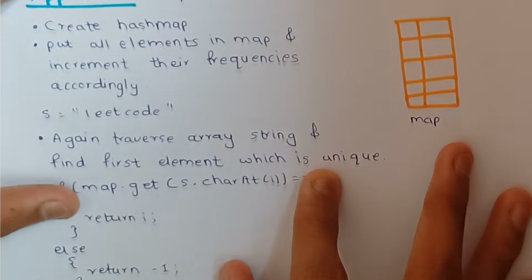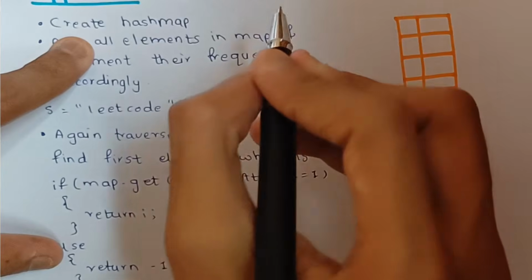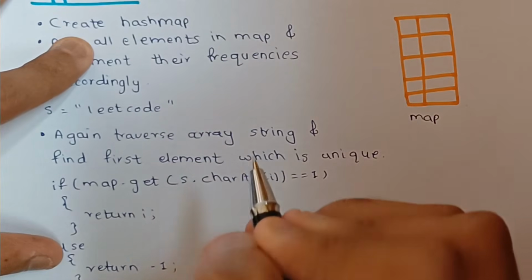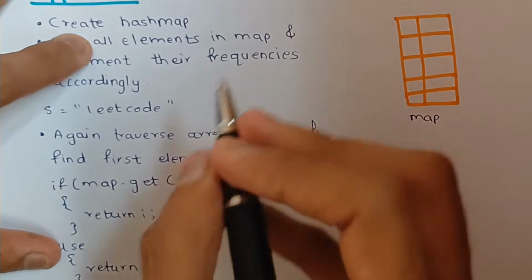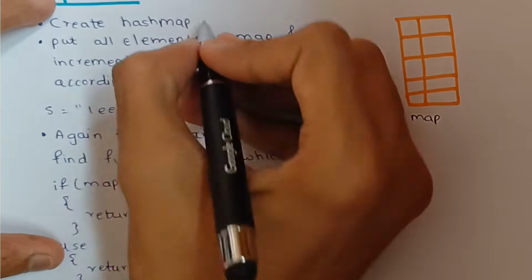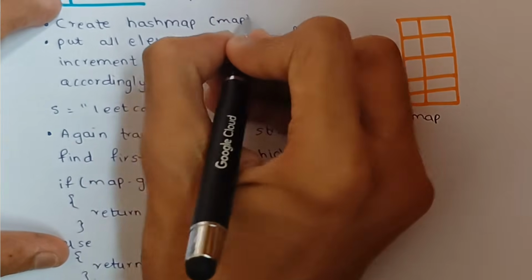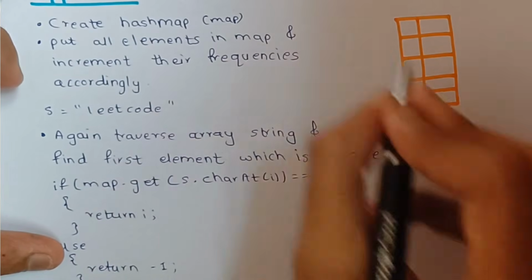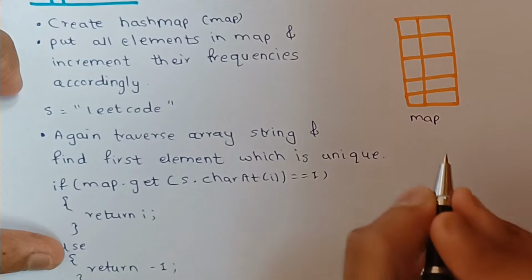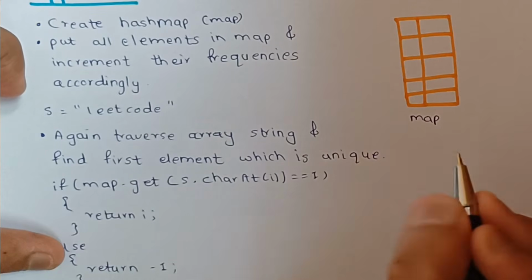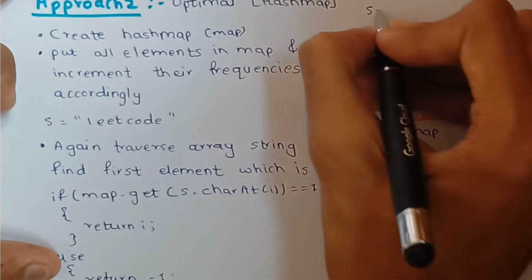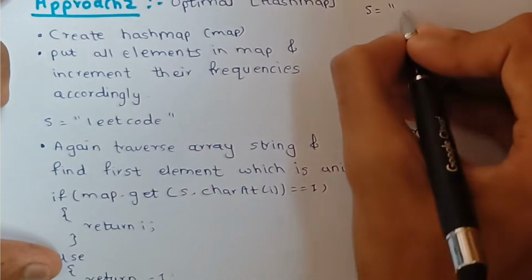So let's understand the second approach, which is the optimal approach. We will use a hash map here, and from yesterday we have started the hash map data structure in the DSA roadmap. First we have to create the hash map named map. So here map is created. We have to put all the elements in this hash map and store their occurrences, that is, frequencies.